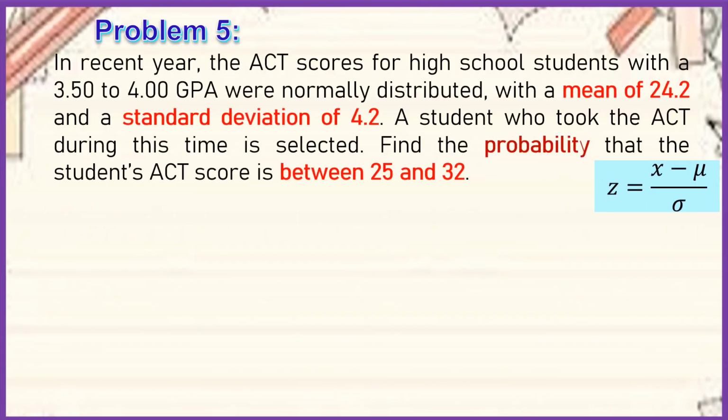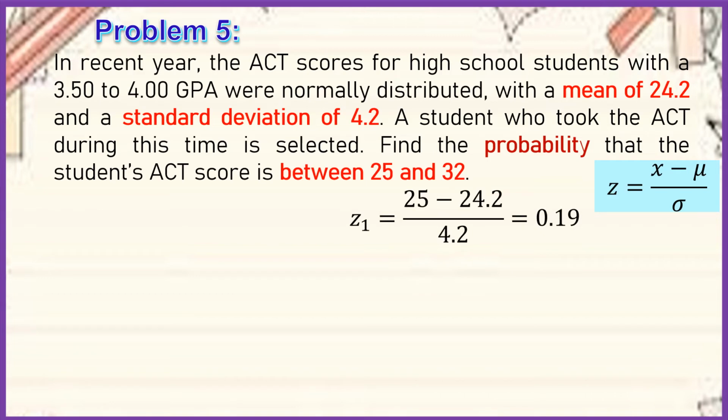So let us have problem number 5. In recent years, the ACT scores for high school students with a 3.5 to 4 GPA were normally distributed with a mean of 24.2 and a standard deviation of 4.2. A student who took the ACT during this time is selected. Find the probability that the student's ACT score is between 25 and 32. So in here, take note of the word between.